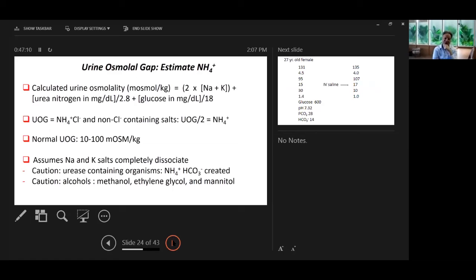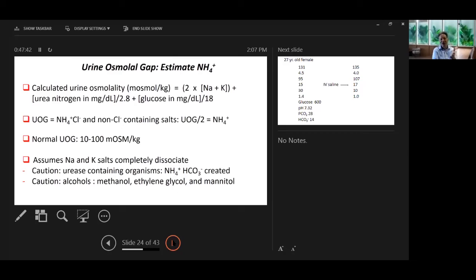So a better way of estimating the ammonia is the urine osmolar gap divided by 2. So first we calculated using this formula, which most of you know. And the osmolar gap reflects ammonium chloride plus other non-chloride ammonia salts. So if you take that difference between the measured and the calculated and divide by 2, that's a pretty good reflection of the ammonia concentration. And the normal is about 10 to 100, the gap. There are assumptions, though, with it.